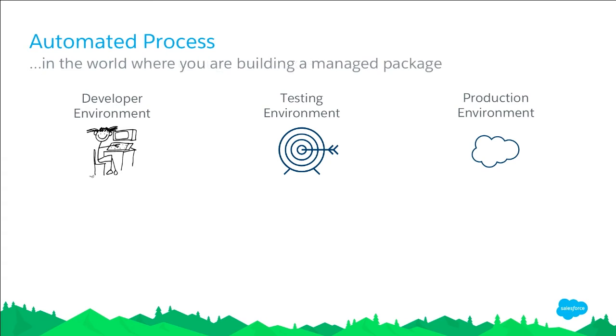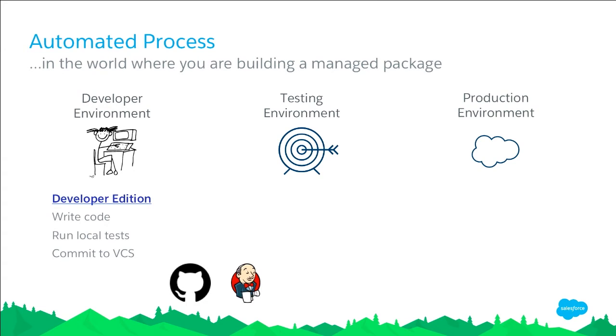Simple flow for an ISV. If you're building a managed package, instead of using a sandbox, you use a DE org, still running your code, still committing, still kicking off that build. But what environment are you going to use for testing? You could use another DE org. I suggest you use a TrialForce org. Why do I suggest a TrialForce org?